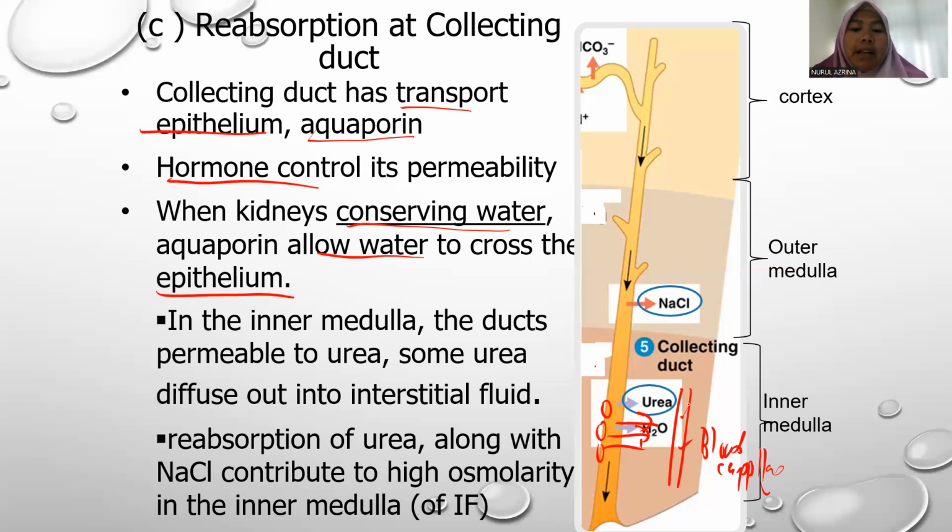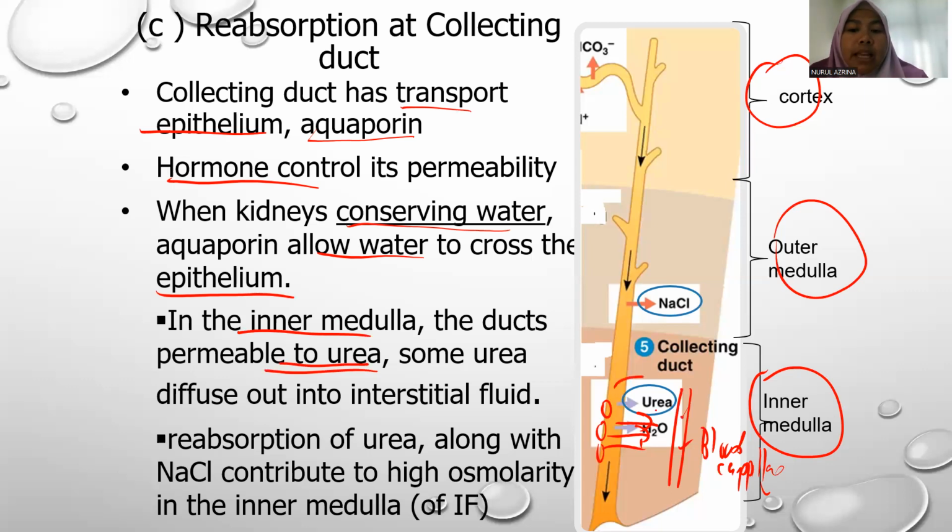Okay, so in the inner medulla, right? This is the inner medulla region, this is the outer region, and this is the cortex region. In the inner medulla, the collecting duct is permeable towards urea. You can see it is permeable towards urea. So urea diffuses out by passive transport into the surrounding interstitial fluid or into the blood capillary. So as urea is reabsorbed, remember urea is a solute. When a solute is reabsorbed, the surrounding tissue will become concentrated. Betul, dia akan jadi pekat. Osmolarity increases. Right? So what happened? Water usually will follow by osmosis. That's why you can see here urea and water together. So when urea is reabsorbed, water will follow by osmosis to maintain the osmolarity.